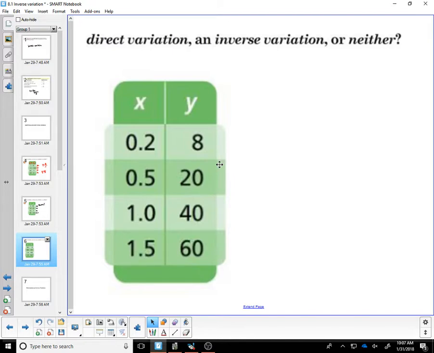All right, how about this one? X is increasing, y is increasing. Possible direct variation here, because one's getting bigger, the other one's doing the same thing. Is there a relationship? You still have to do the product. Constant k, remember?